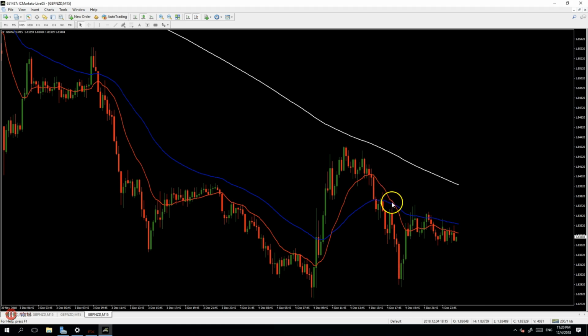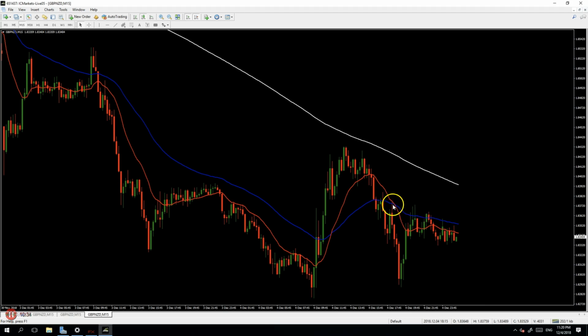Okay, so this cross was made, and what I did was I waited for this to actually come all the way down here, and then retraced back up here. I think I made my entry around here. If we look at those screenshots again, this was where I entered.